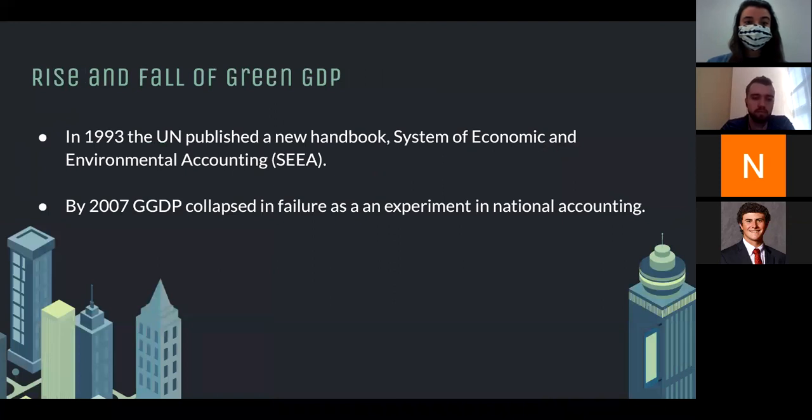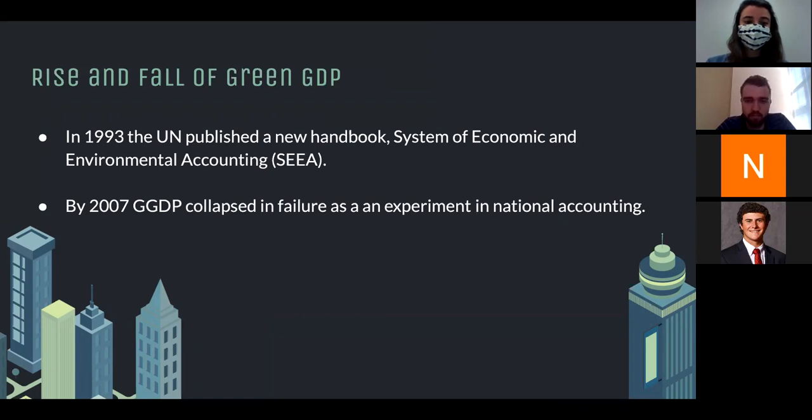Green GDP as a concept has been around since the early 1970s. However, green GDP really started to gain traction when green GDP was developed as a method of accounting in 1993, when the UN published a new handbook, the Systems of Economic and Environmental Accounting, the SEEA.